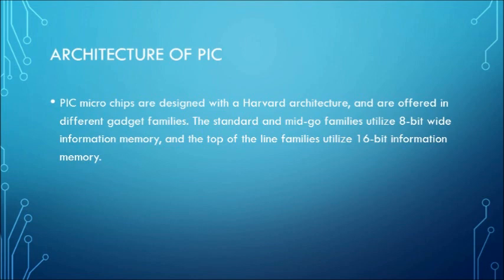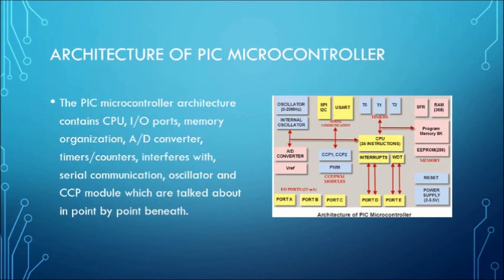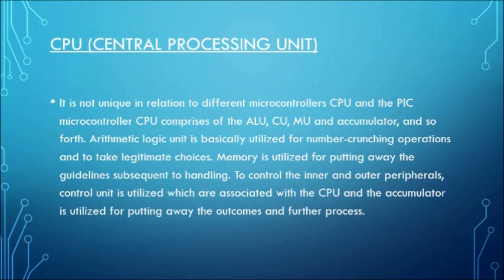The architecture of the PIC microcontroller contains many components such as the CPU, I/O ports, memory organization, timer, counter, oscillator, and a CCP module. One of them is the CPU, also known as the Central Processing Unit. It is not unique in relation to different microcontrollers. The CPU in the PIC microcontroller comprises the ALU, CU, MU, and the accumulator, and so forth.